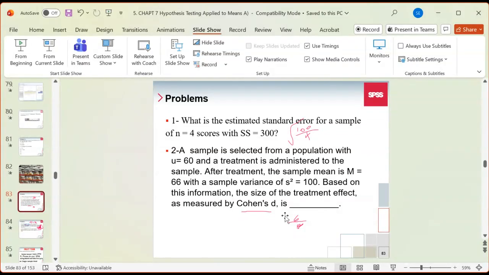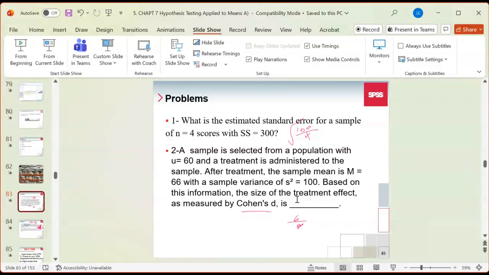Pull out the right formula for you. All right. So the Cohen's D is just like the t-test, and it's M minus mu divided by s. That's the formula, M minus mu. Again, you have extra stuff here.